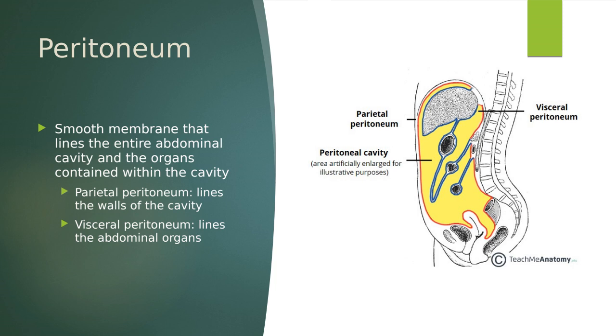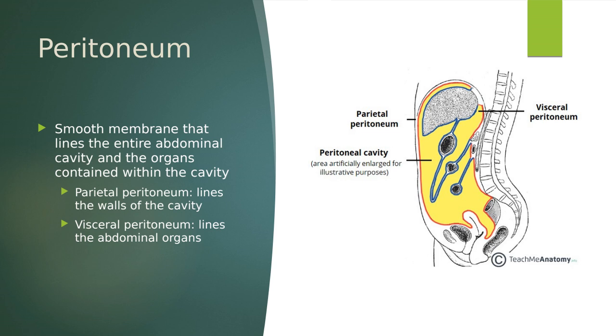So the walls of the cavity, the outer walls that are going to be touching our skeletal structure, our outermost abdominal structures, that's going to be considered our parietal peritoneum. Our visceral peritoneum is going to be the part of this pocket that is touching and surrounding the abdominal organs within this cavity. So if we look at this picture here, this is like a coronal view of an abdomen. We're coming in from the side.